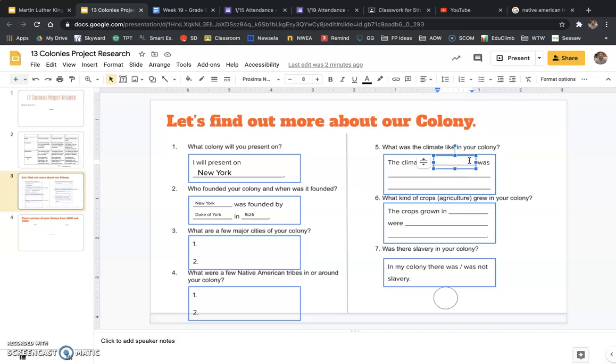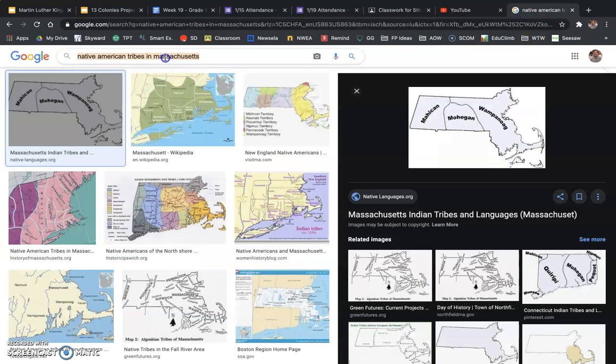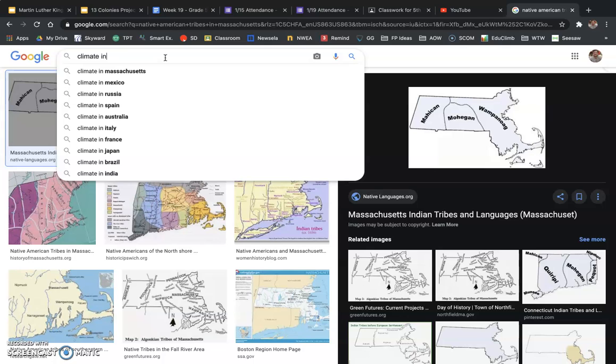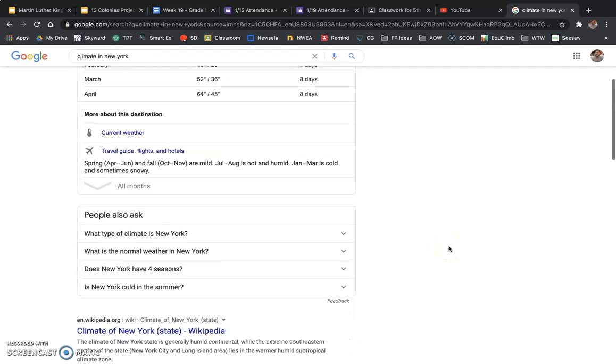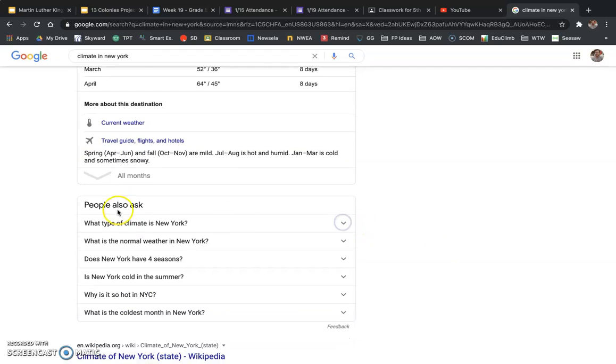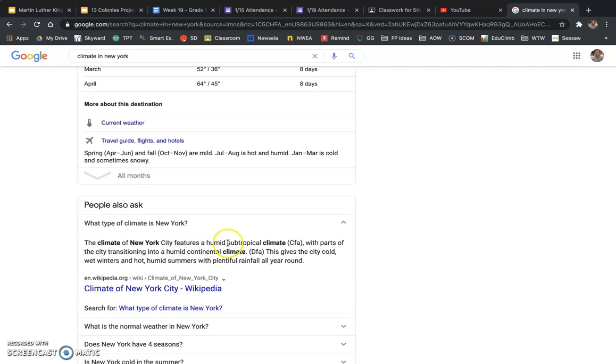So what I'm going to do is the climate in New York. Then you're going to search up the climate in, and then say whatever your colony is. For me, it's New York. All right. Usually you get kind of a good idea. Clicking on some of these people also ask, the climate of New York features a humid subtropical climate with parts of the city transitioning into a humid continental climate. I don't even know what that means, but what it does say here, this gives the city cold, wet winters and hot, humid summers with plentiful rain all year round.